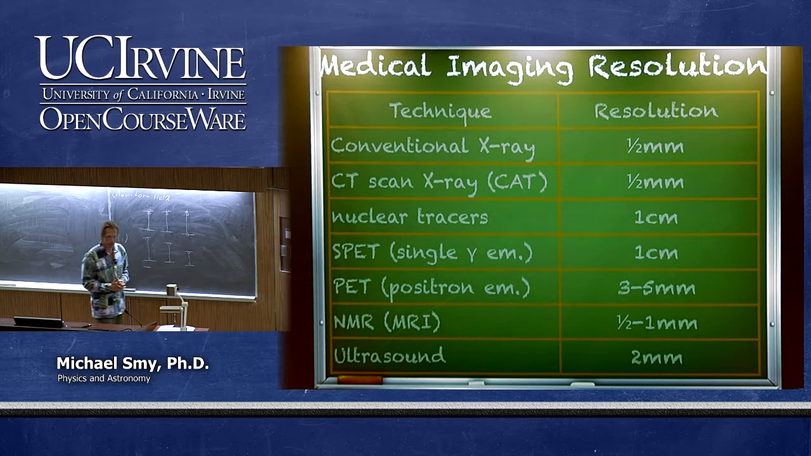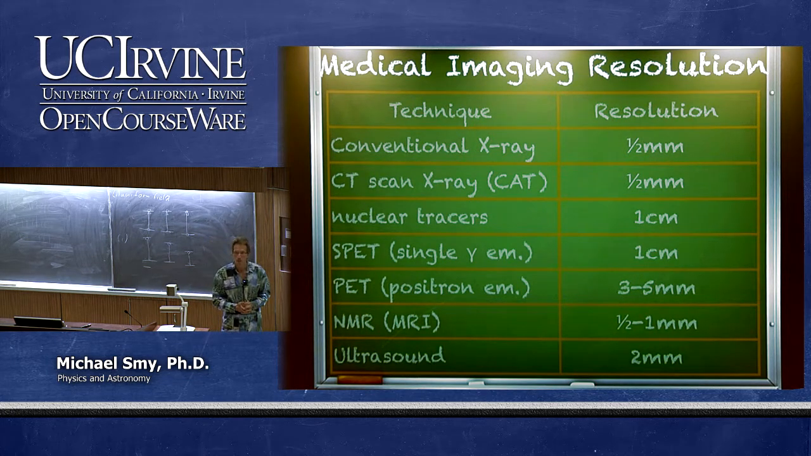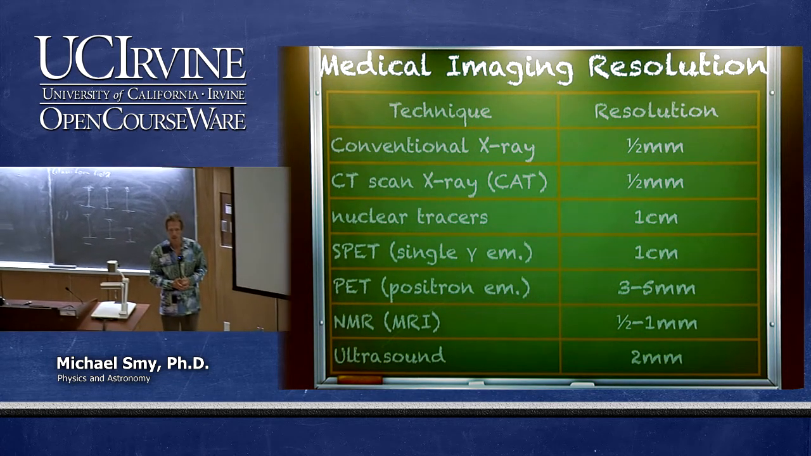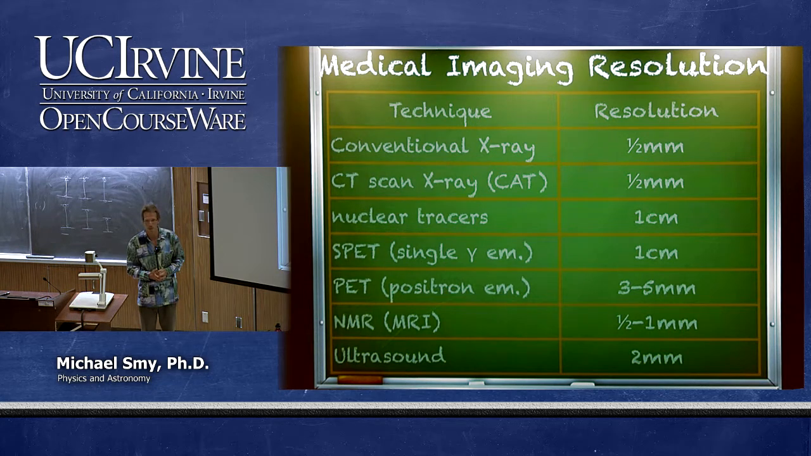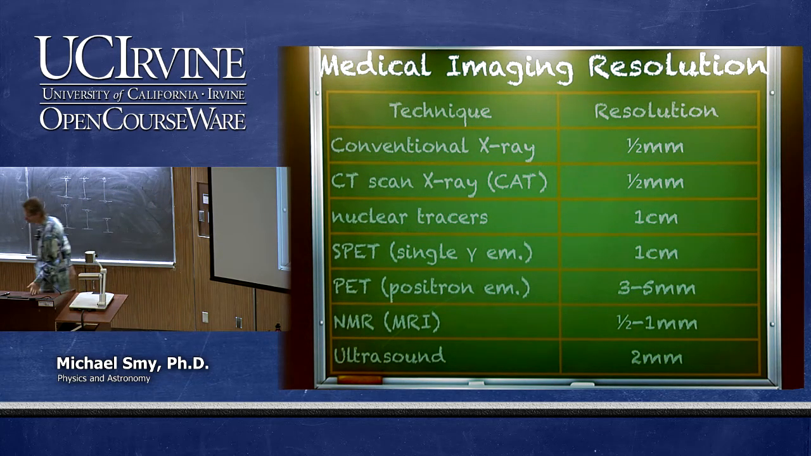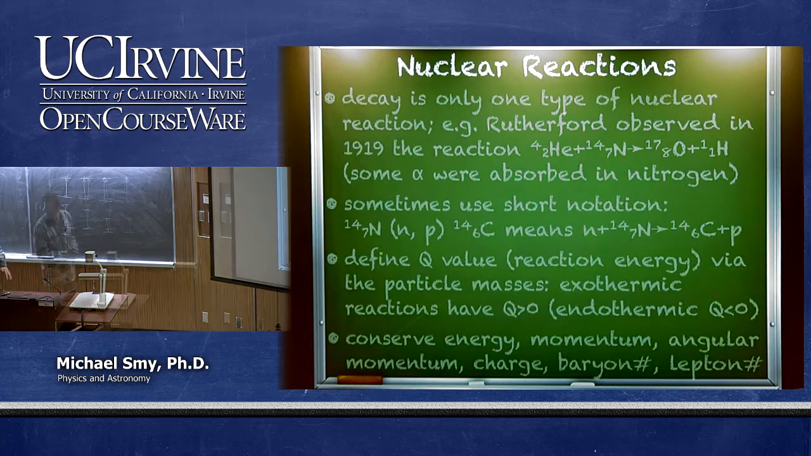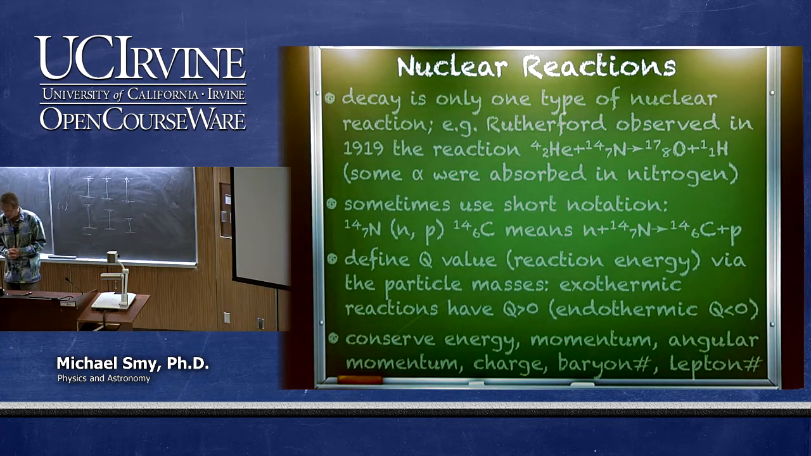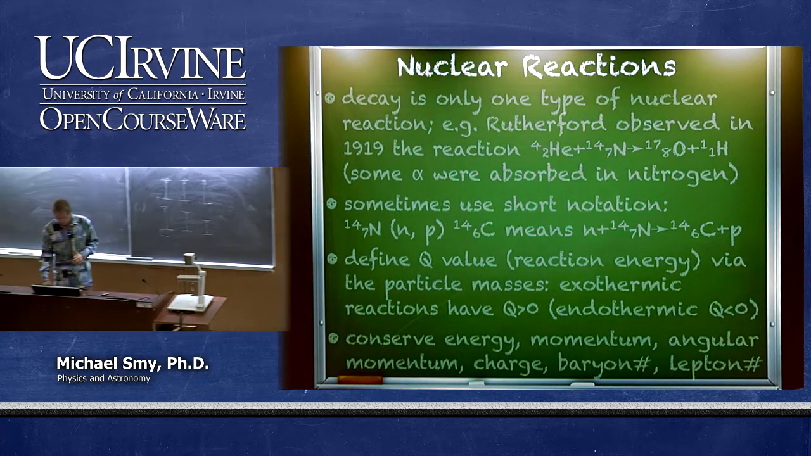But one great advantage of the MRI is that the radiation is radio frequency, so it's not ionizing. That means it is harmless to the tissue. There's no radiation exposure. At the very end, let's talk about other types of nuclear reactions.